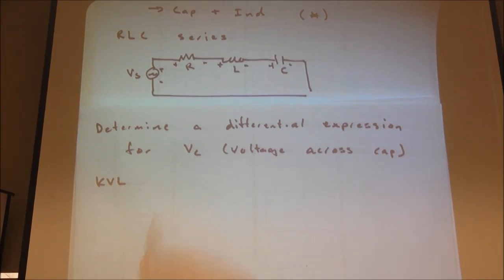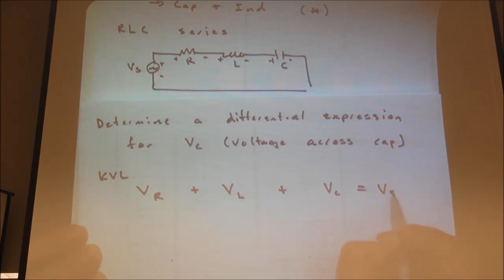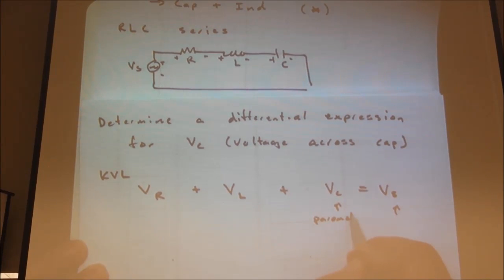If we look at KVL here, with those polarities, and those are conventional polarities, but it doesn't mean current or voltages in that direction. So VR plus VL plus VC equals V source. Well, there's our parameter of interest. There's our user-defined, known source. So this is fairly familiar. We control the function generator knobs, or Discovery board as the case may be.